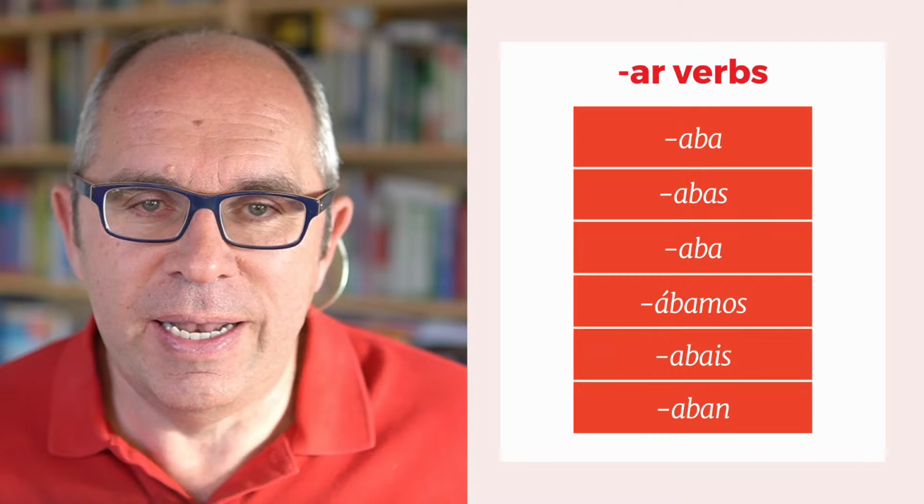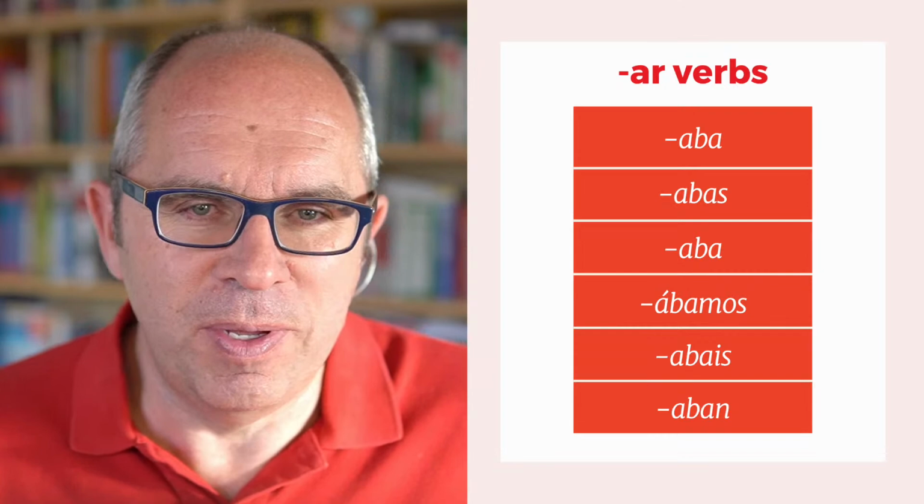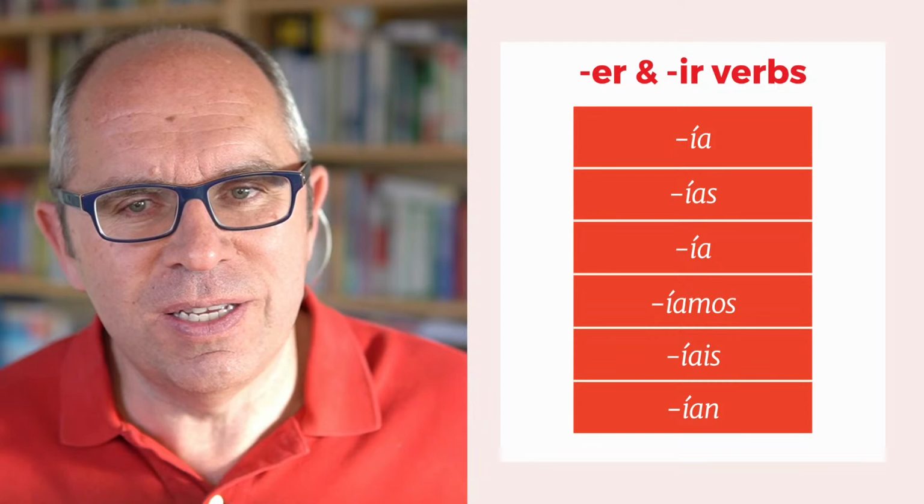Let's move on to ER verbs, and this is where the first piece of good news comes, because it's not only ER verbs, it's ER and IR verbs. They use the same endings in the imperfect. That's what makes the imperfect such a perfect tense. See what I did there?